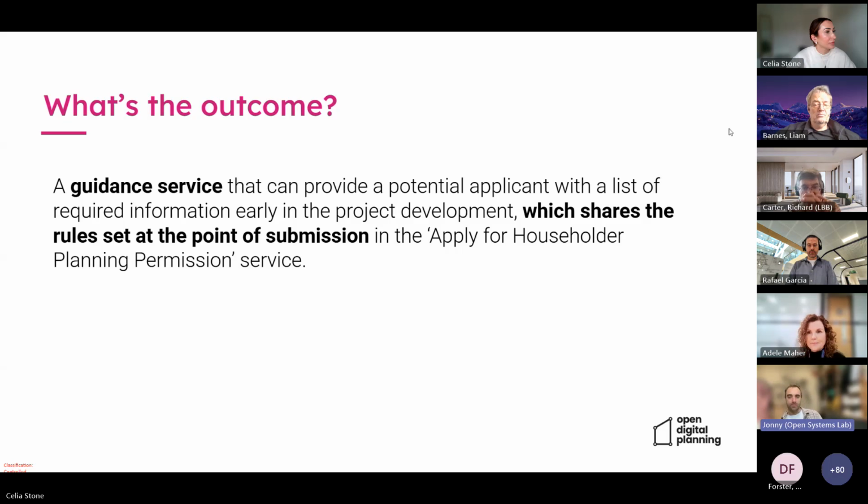So what's the outcome so far? It's worth saying this is not finished yet. It's not launched, but we can see these outcomes materializing. So we have this guidance service that can provide a potential applicant with a list of required information during the project development, likely during the early stages of project development, which crucially shares the rules set at the point of submission in the householder planning permission service. And importantly, if these rules change, then updating them in one place in that local list module will update both services so they're always aligned with each other. Next slide, please.